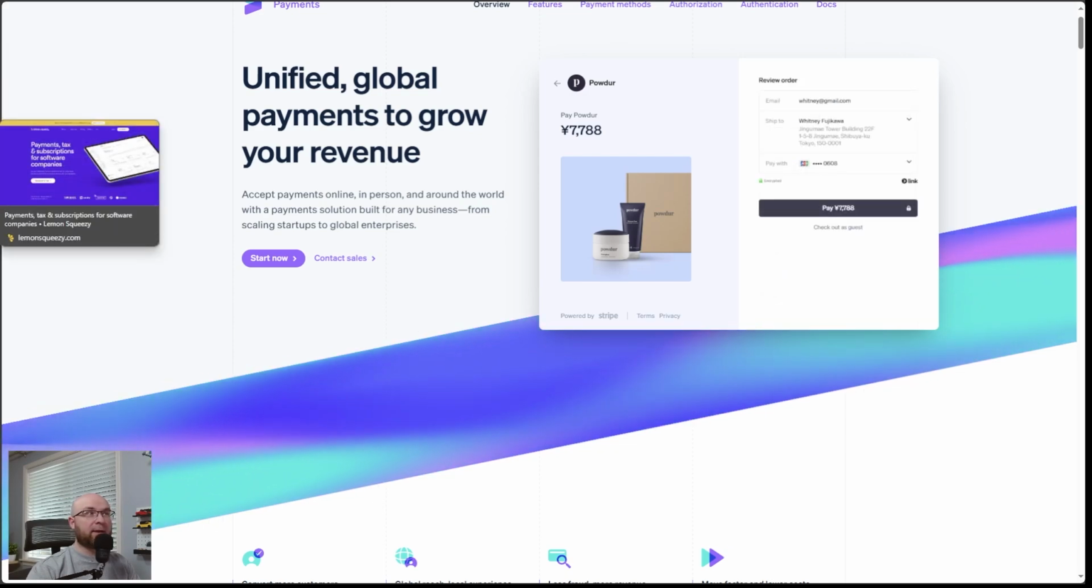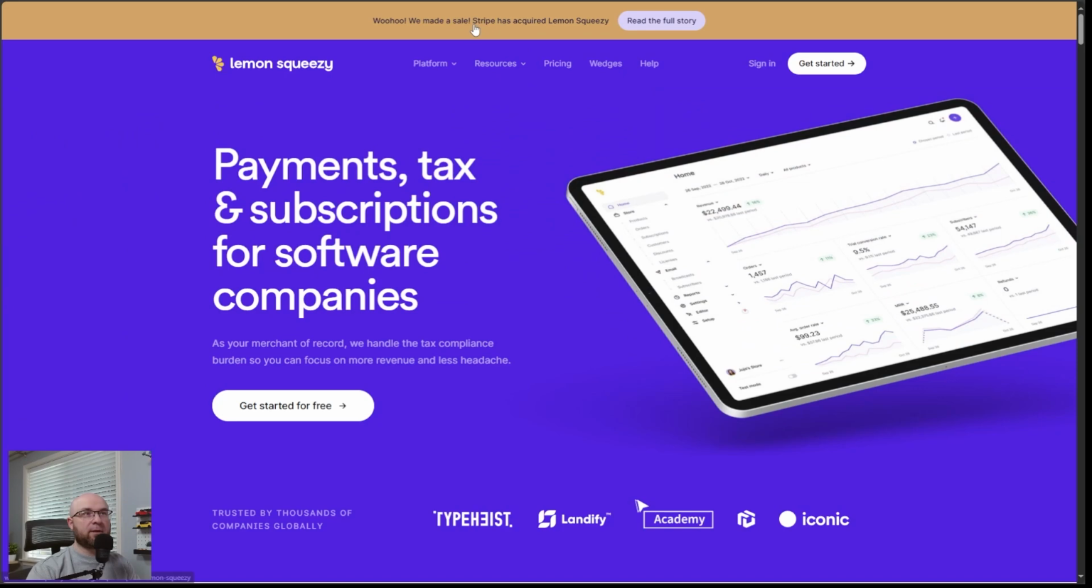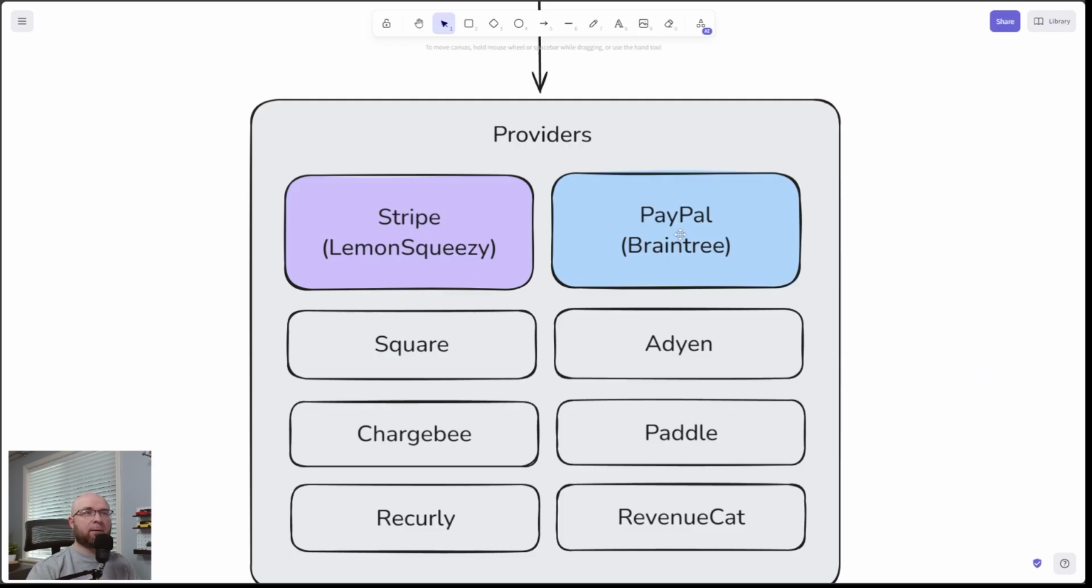So you go Stripe, and I just said they bought Lemon Squeezy. See here, Stripe has acquired Lemon Squeezy. Again, Lemon Squeezy part of Stripe. PayPal, who bought Braintree. So PayPal, you've probably sent money to somebody using PayPal before, but they also now have a payment gateway called Braintree, which used to be its own company. I actually integrated with Braintree before. It was pretty good. I don't know how it is now with PayPal, so you might have to experiment.